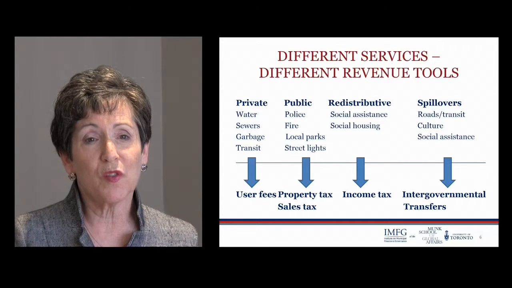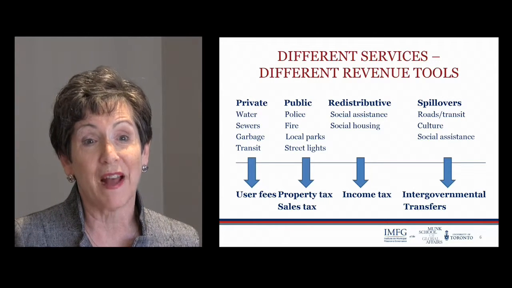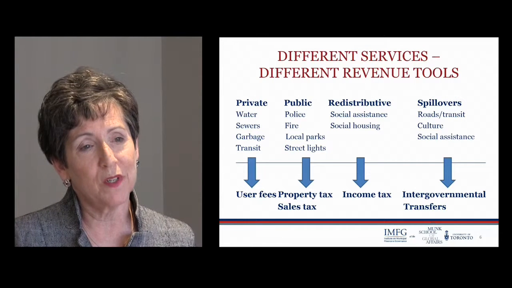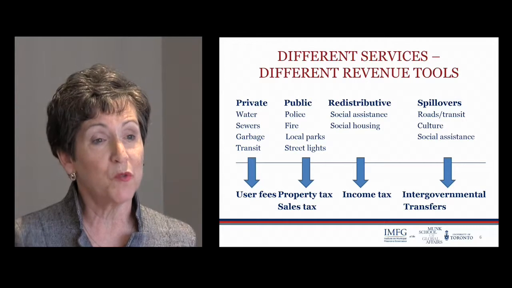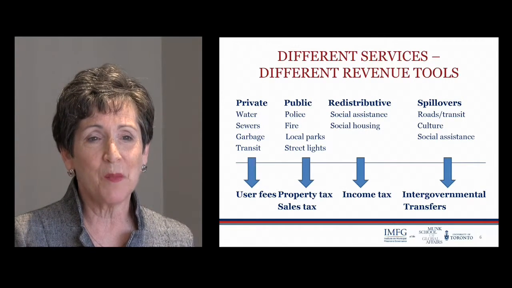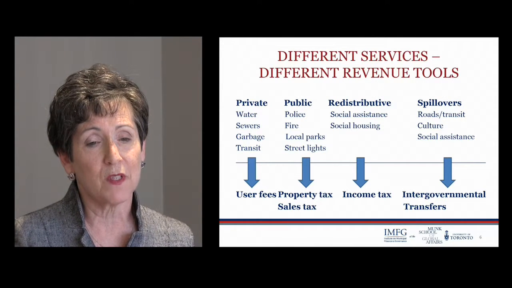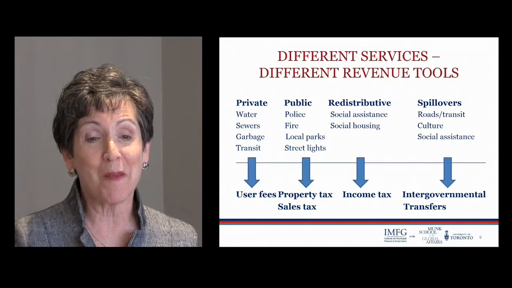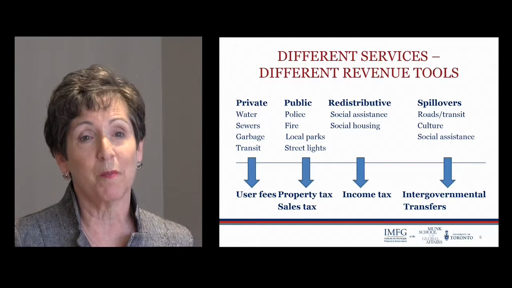The last group are services that exhibit spillovers, or we in economics say externalities. These are services that spill over municipal boundaries. If I'm a local government and I put a museum, for example, in my community, I might expect that people from other communities around us will be coming in and using that service. But I'm only worried about my taxpayers. So how do I pay for a museum that really spills over the municipal boundaries?